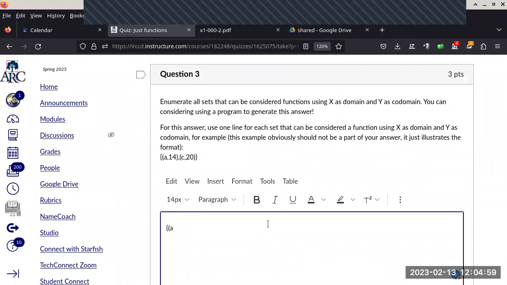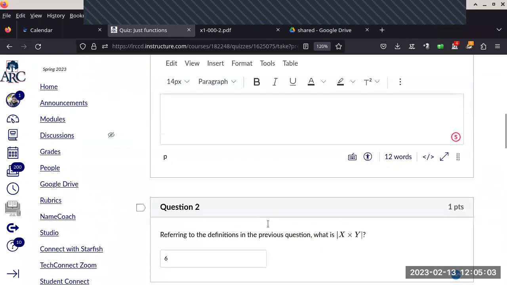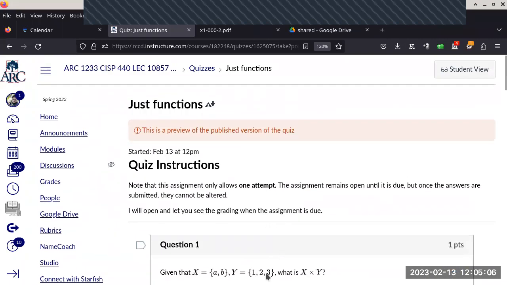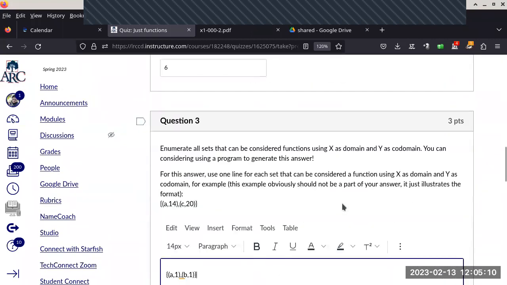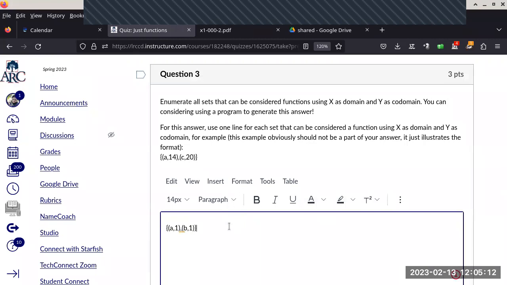So the first one is A1, B1. Okay, let me just double check, make sure that the numerical is the codomain. Yep. All right. So for question number 3, this is definitely a function, because how do we know it is a function? There are several things we need to consider.